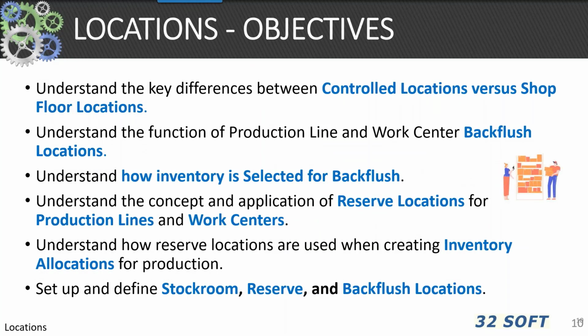We didn't get a chance to cover locations as they relate to production orders last month, but there are several aspects of the new locations you should want to look at. We will want to understand the difference between controlled locations versus shop floor locations. We want to understand production line and work center backflush locations and how inventory is selected for that backflush, including lot controlled items. We need to understand the concept and application of reserved locations for both product lines and work centers. And most importantly, how locations are used when creating inventory allocations for production orders.